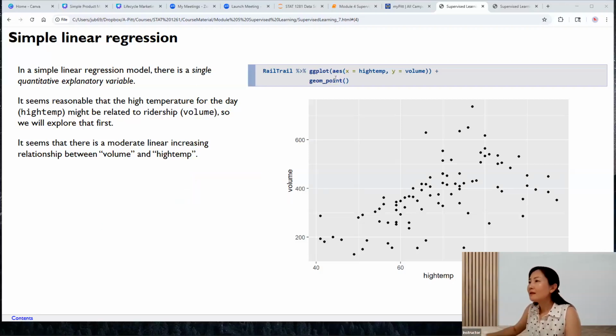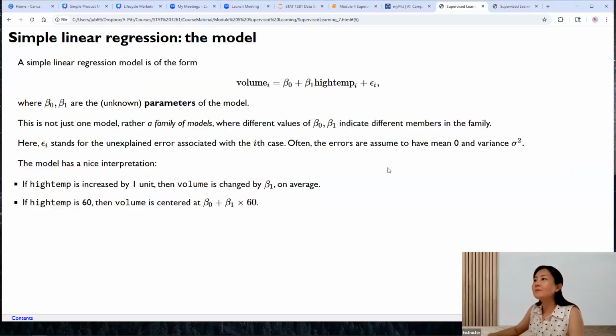So let's first create a scatter plot to examine the relationship. Before we fit any regression model, we need to visualize the data. So create a scatter plot. So it seems that there is a moderately strong linear positive relationship between high temperature and volume. Okay. And at least we don't observe very obvious nonlinear relationship. And so we can fit a linear regression model.